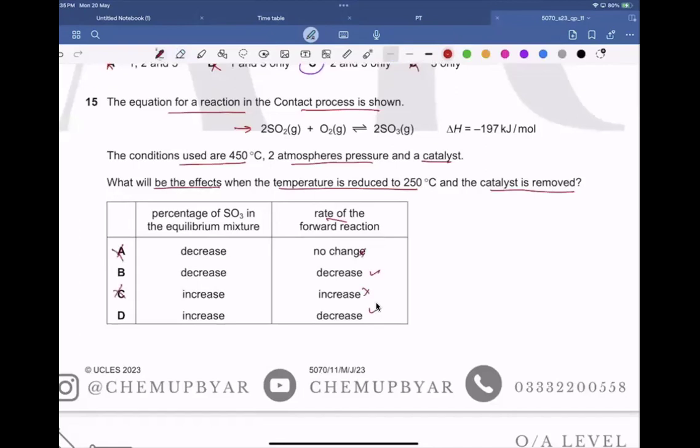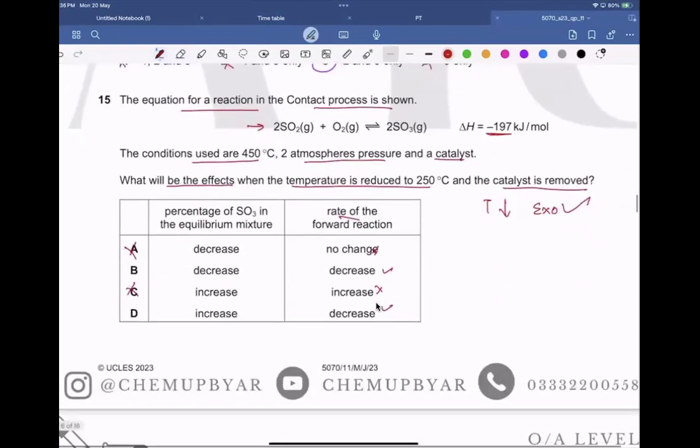So C goes wrong. Now we are left with B and D, right? Okay. So at 250 degrees Celsius, we are lowering the temperature. When we lower the temperature, the exothermic reaction would be favored. So the forward reaction is exothermic. So what happens is that the percentage of SO3 in the equilibrium mixture increases, not decreases. So B goes wrong as well. So D is the correct answer.